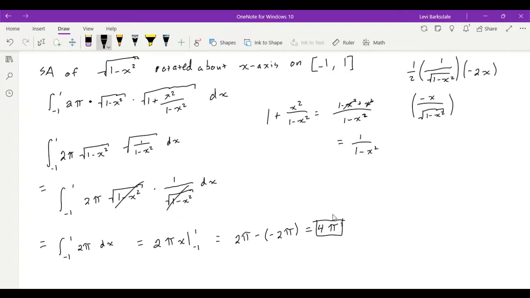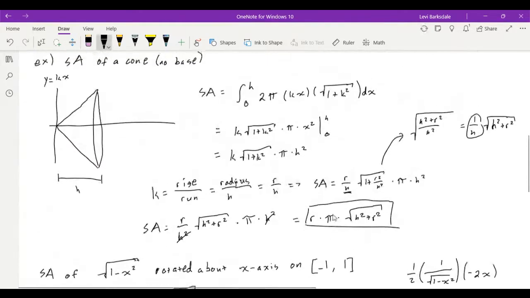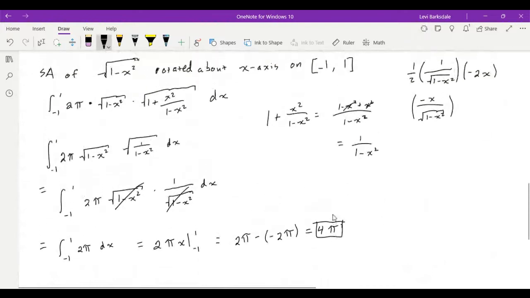And this actually matches what we thought it should match, because if we look at our original equation, this is the equation of a circle. So a circle specifically with radius 1. And we happen to know that when we rotate a circle of radius 1 about the origin, that becomes a sphere of radius 1. And we have a formula for the surface area of a sphere.